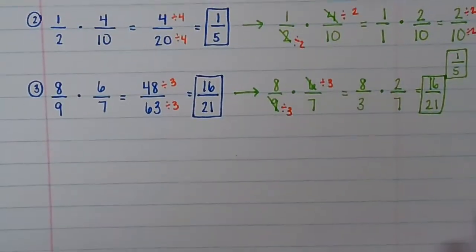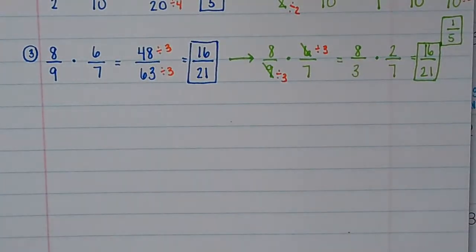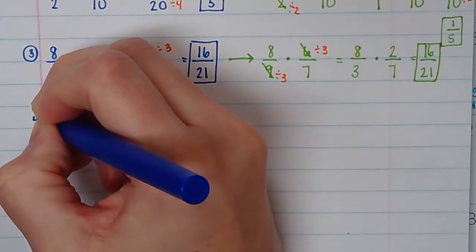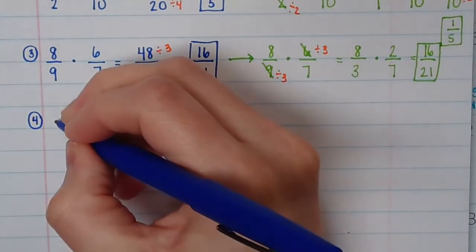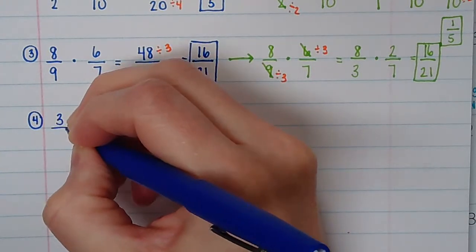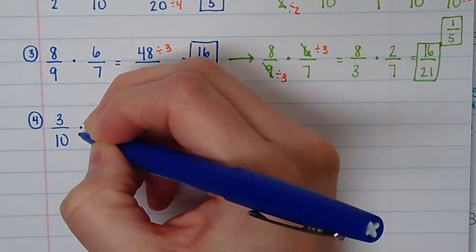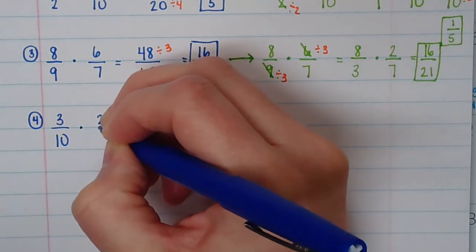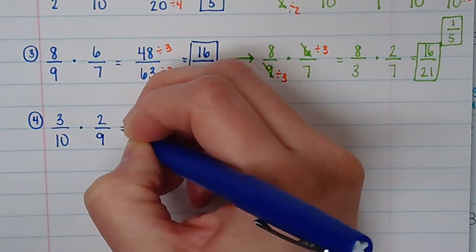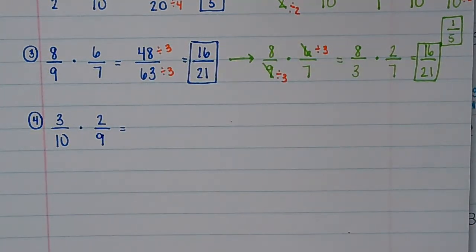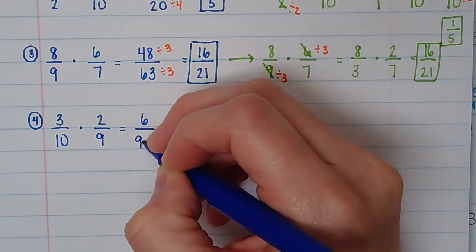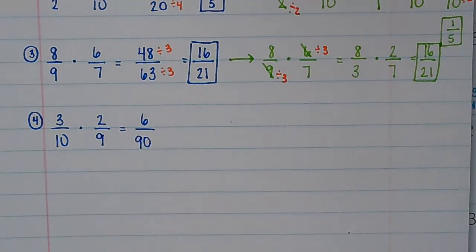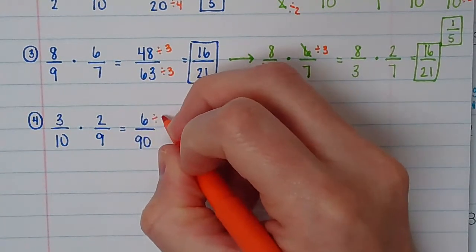Okay? Let's try another one. Oh, let's see. Let's do 3/10 times 2/9. Okay? Once again, let's go straight across. 3 times 2, 6. 10 times 9 is 90. All right. 3 goes into both of these. So let's divide by 3. You could have done 2 as well.